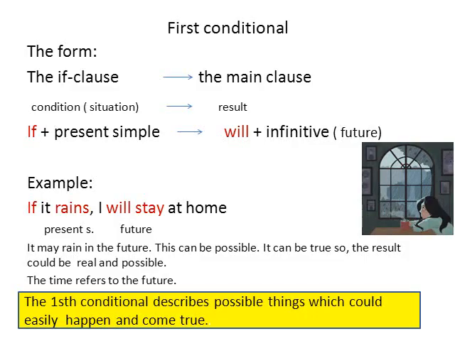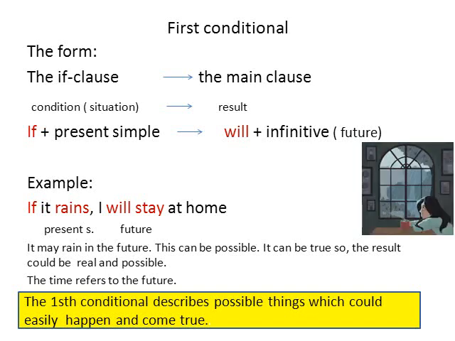The first conditional, the form. How is the first conditional formed? A conditional sentence has got two clauses, the if clause and the main clause. The if clause begins with if. The verb in the if clause is in the present simple. The verb in the main clause is in the future, will plus infinitive. The infinitive is the basic form of the verb.